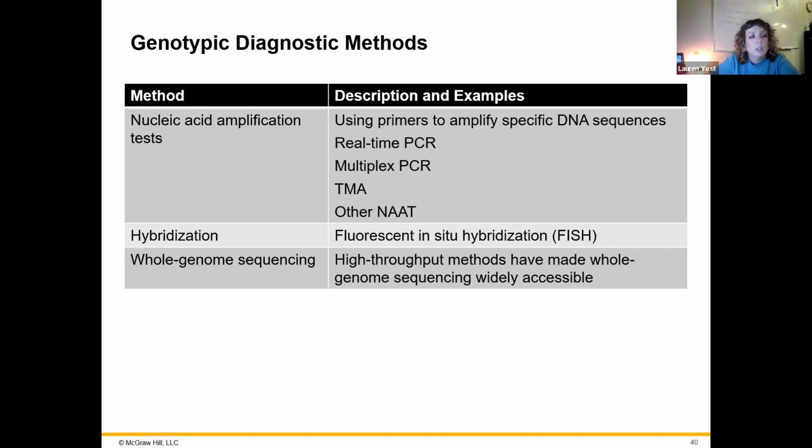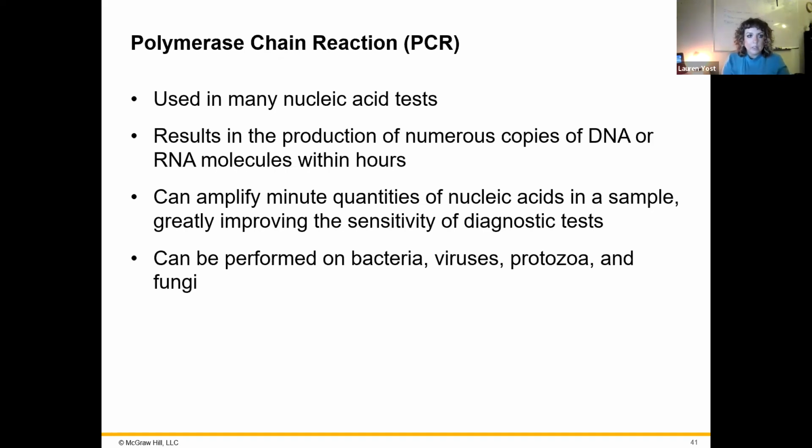We also have, after the immunologic, now we have the genotypic diagnostic methods. So you can either do this via amplifying the nucleic acid, making more of it, hybridization, binding basically probes to certain sequences of nucleic acid. And then we have whole genome sequencing, where we have certain basic sequences that will be able to bind to during the PCR that allows us to sequence a whole genome very, very quickly and very cheaply nowadays.